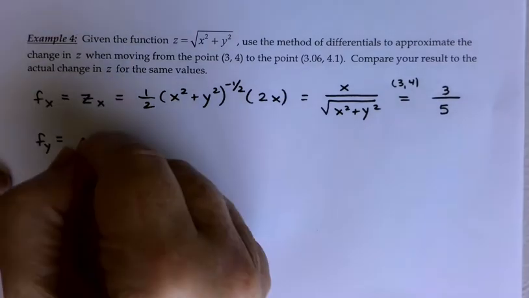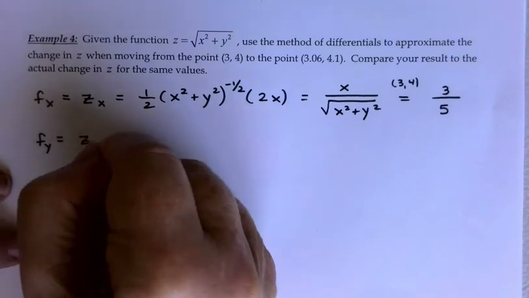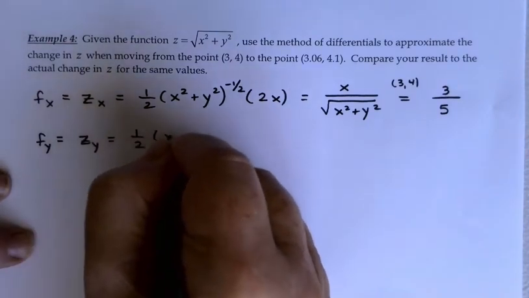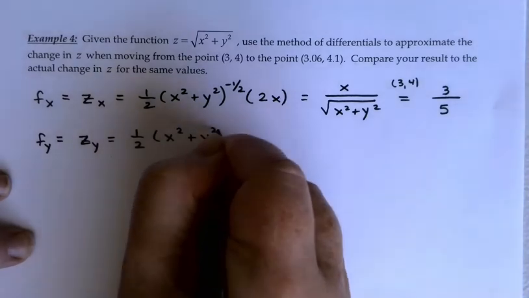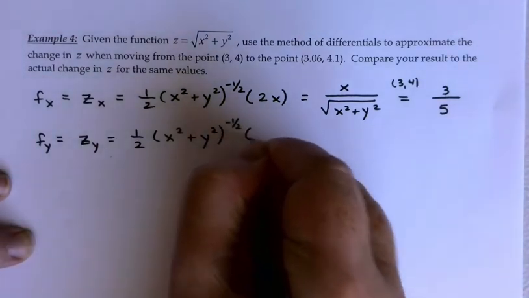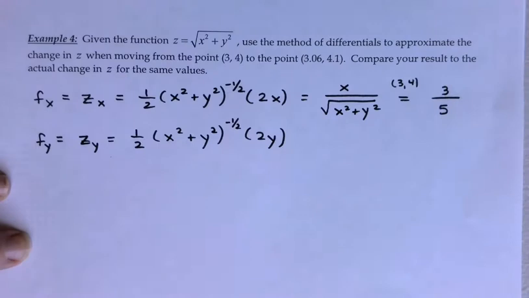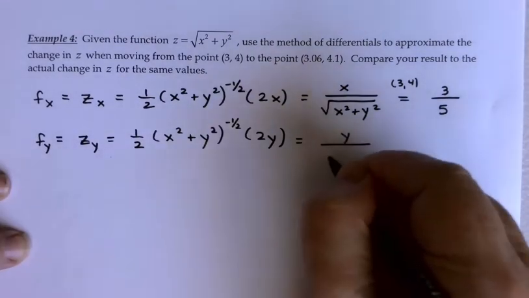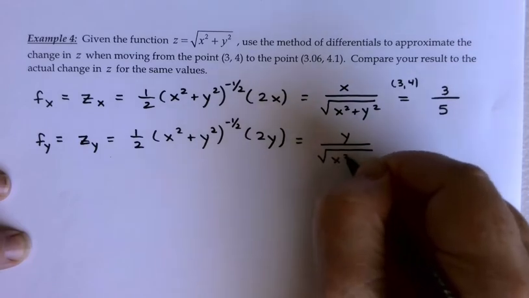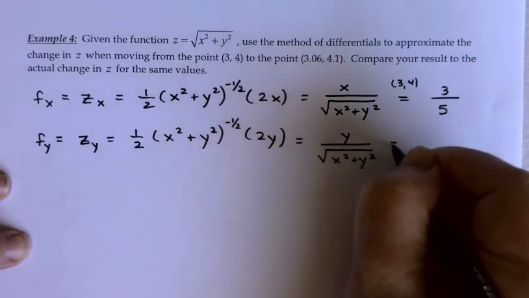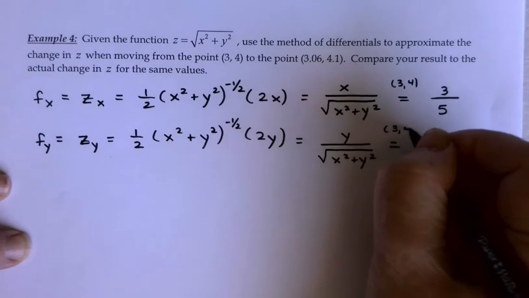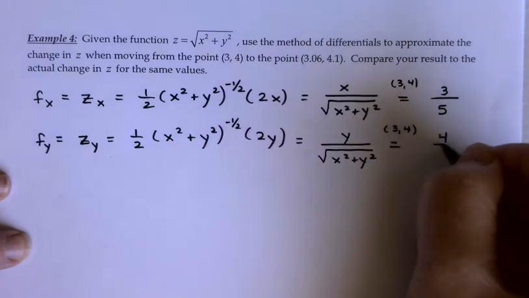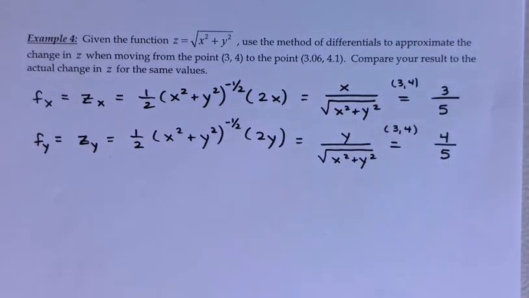F sub y, or z sub y, is almost the same derivative. Chain rule just gives me a 2y this time instead. So once the 2's cancel, I just end up with y over the radical. And again, I'm going to plug in my point, 3,4, to get 4/5 for f sub y.